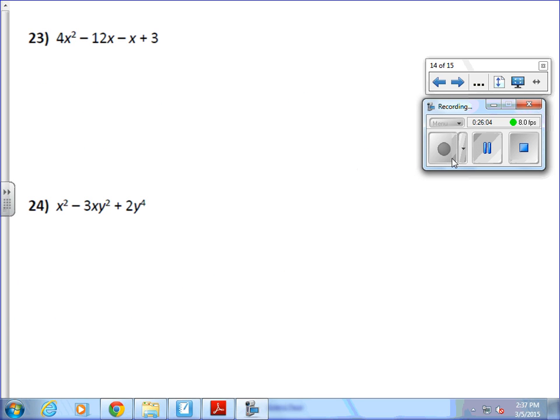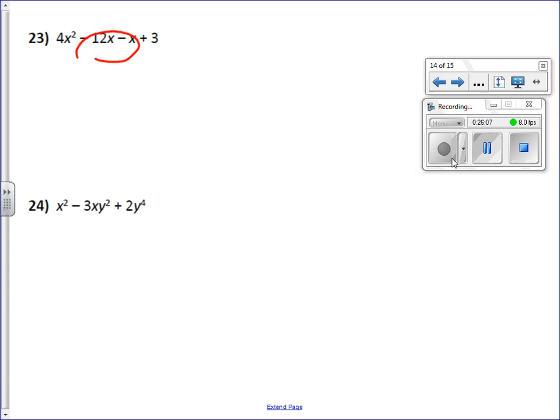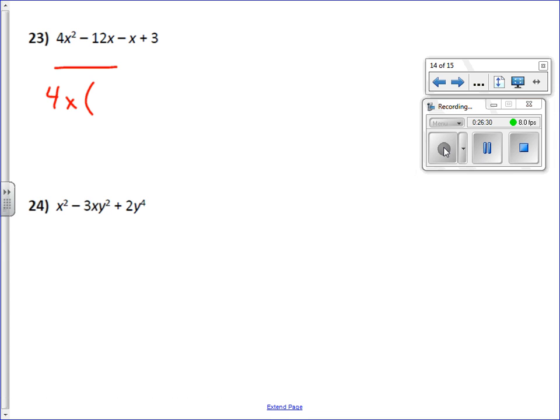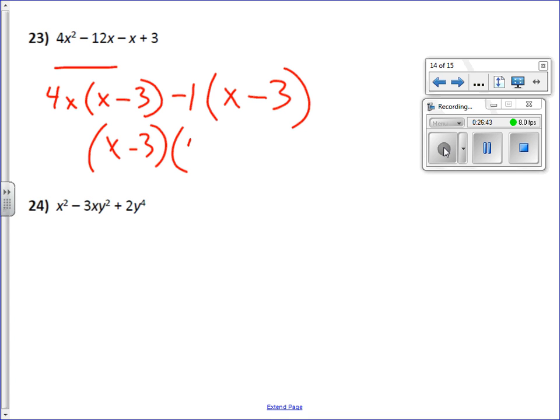Number 23, I know we could put these two terms together, but since they wrote it that way, we're going to see if we can factor by grouping using the information they just gave us. So for 4x squared and negative 12x, what do they have in common? You can take out a 4x from each of those and get x minus 3. And if you take out a negative 1 from negative x plus 3, you get x minus 3. So both of them have an x minus 3 in common, and I took that out of a 4x and a minus 1.